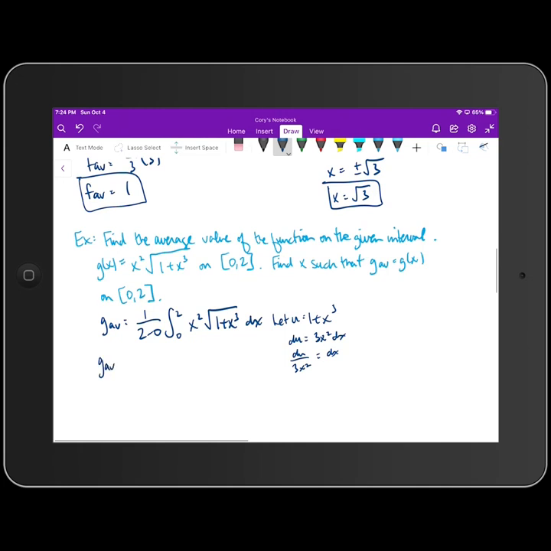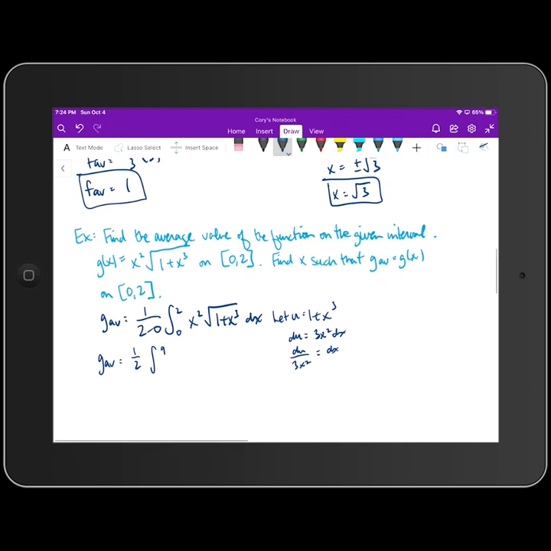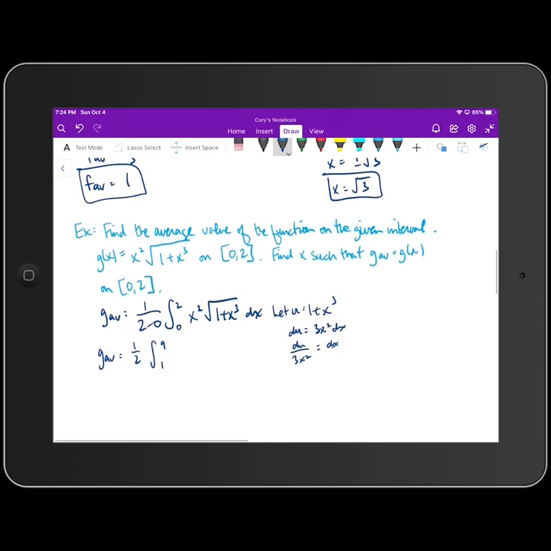Okay, so that's going to make g sub AV equal to 1/2 times the integral from, now I'm going to change, because I'm trying to get my integral written in terms of u and du only, I want my limits of integration written in terms of u as well. So when I plug the upper limit in the place of x, that's going to be 2 cubed plus 1. That's going to make the upper limit in terms of u 9. And when I plug the lower limit 0 in the place of x, 0 cubed is 0 plus 1 is going to make the lower limit 1.